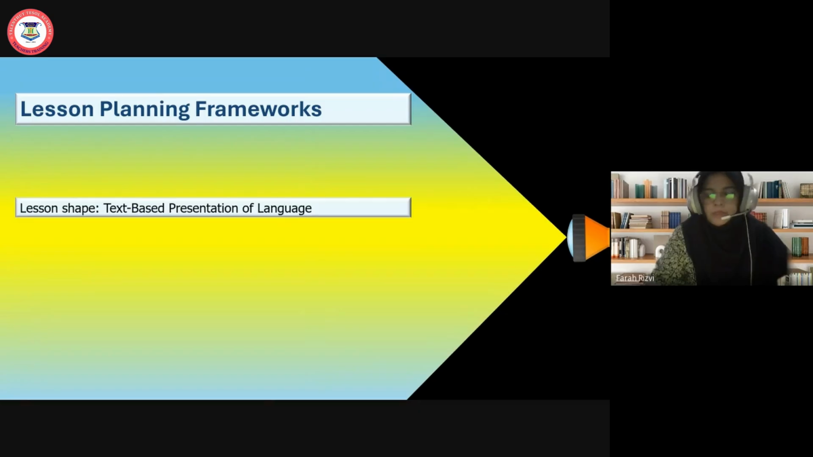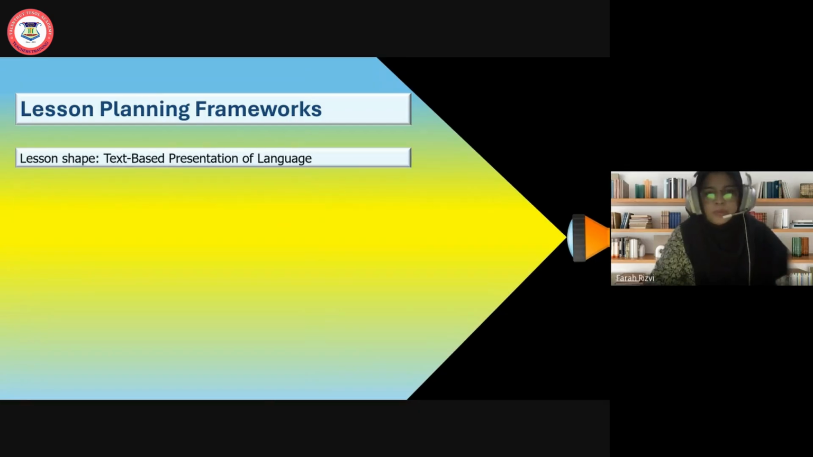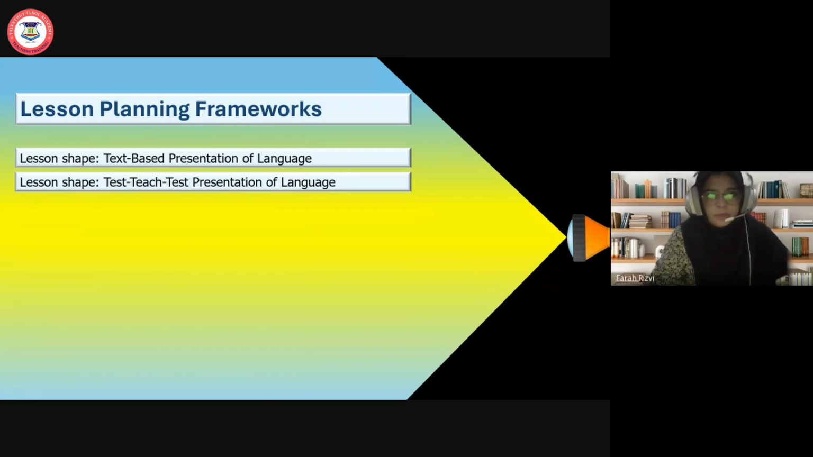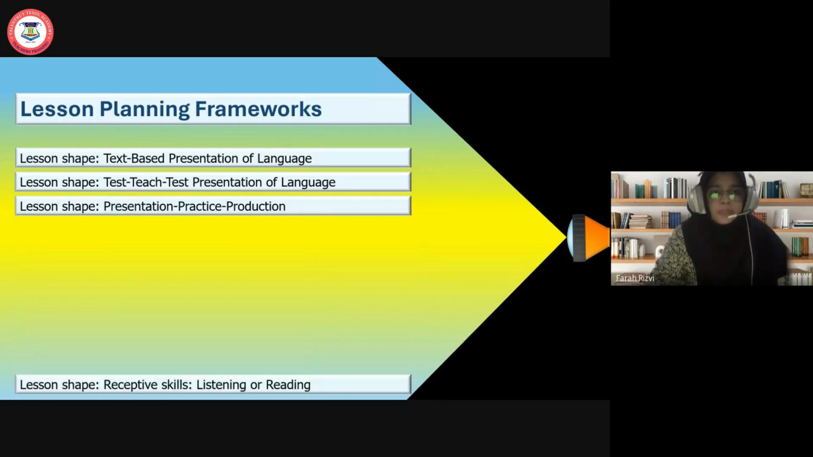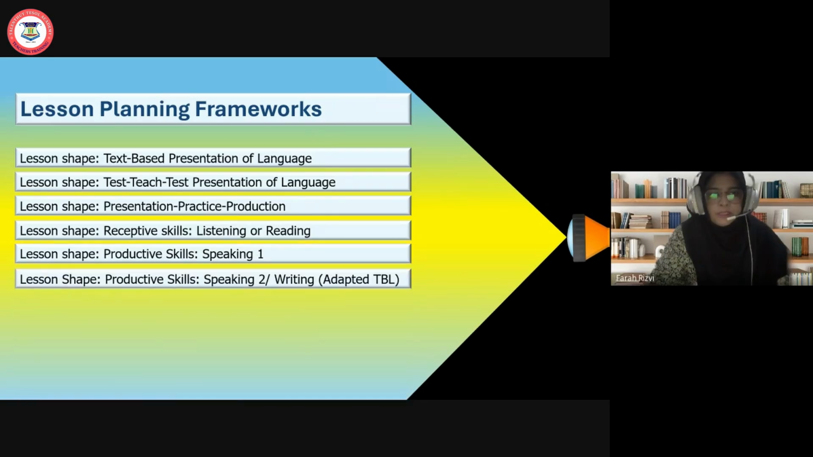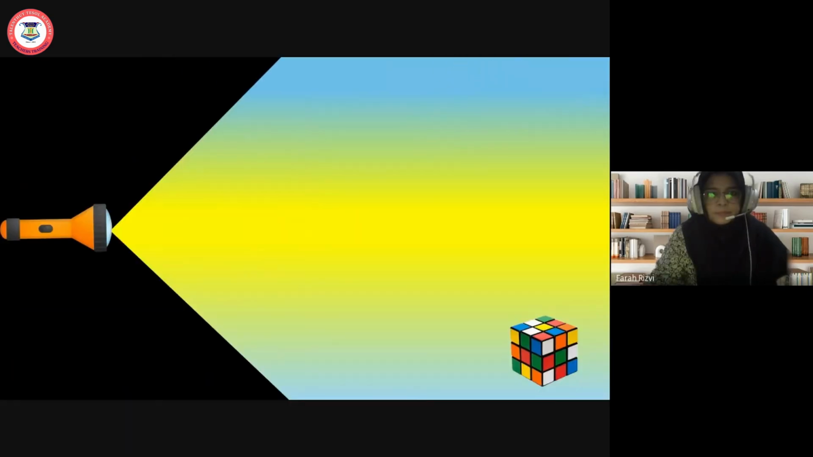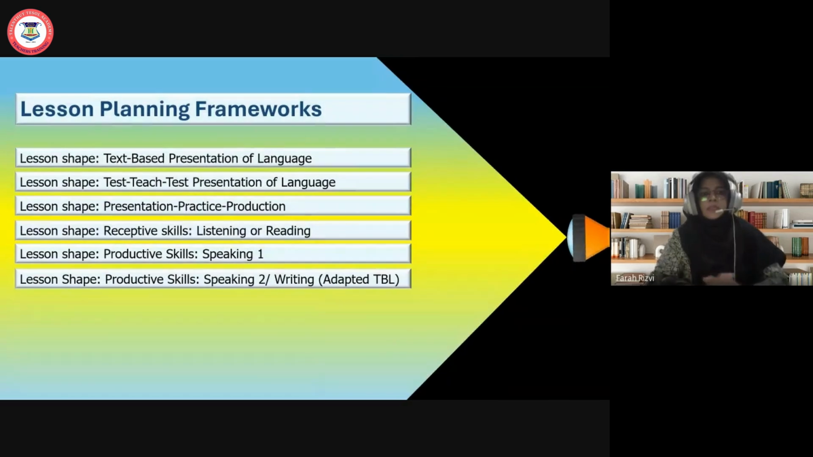Lesson planning frameworks, very important. They are the core of CELTA, and you can see this is the heart of CELTA lesson planning. So here I am sharing with you different lesson planning shapes. These shapes are important: text-based presentation of language, test-teach-test presentation of language, presentation, practice, production, receptive skills, productive skills, and productive skills speaking. These six are different shapes.